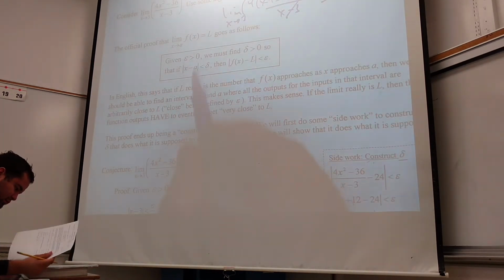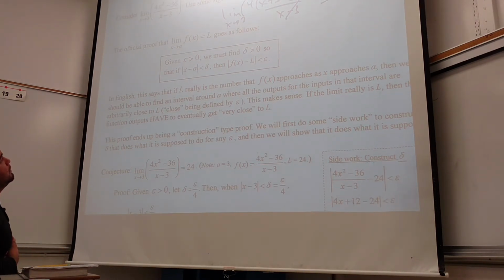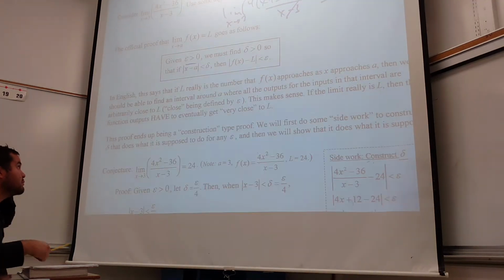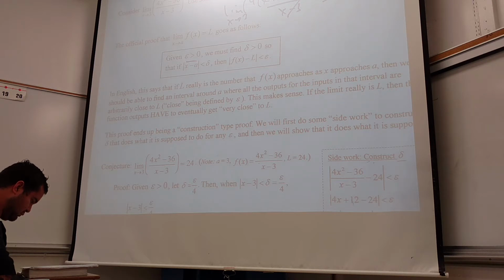So here's the official proof. This is what I wrote on the board last time. Somebody comes up and gives us an epsilon. I want you to be within 0.5 or 0.1. So somebody gives us epsilon, and we have to find a delta. If they tell me this is how close I want you to be on the y-axis, the outputs have to be this close. If you think that's really the limit, you should be able to do that. At some point, if that really is the limit, when you get close to the x value, your outputs better be getting close to the limit that you think it is.